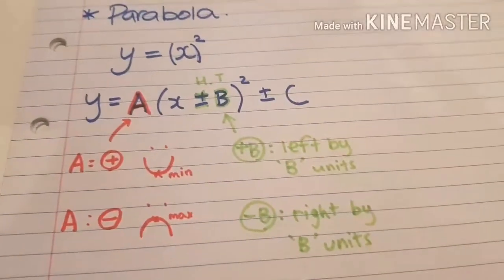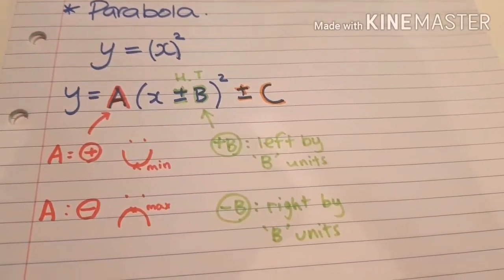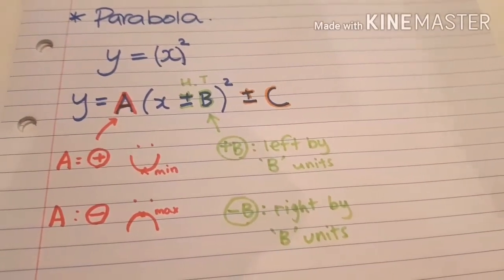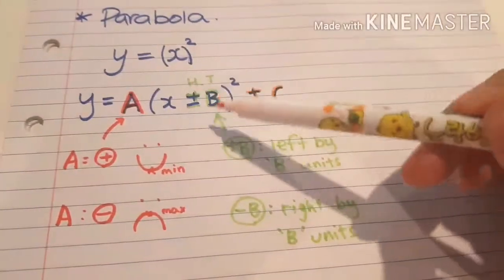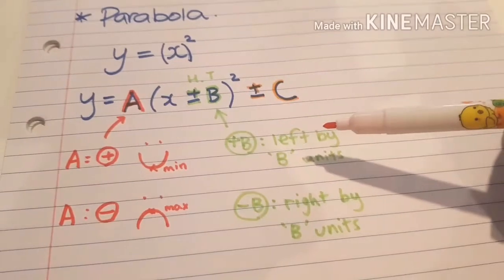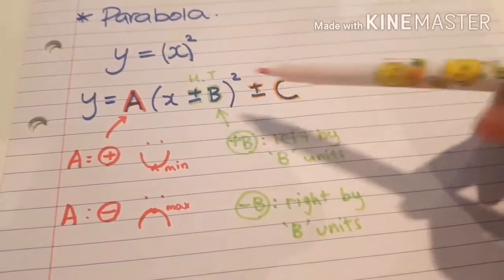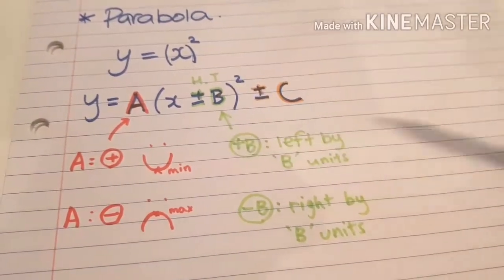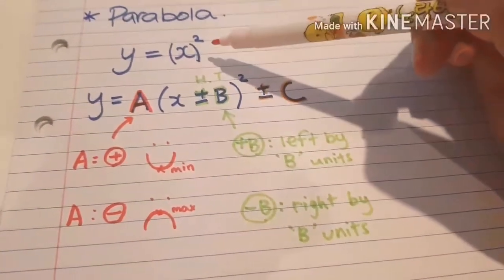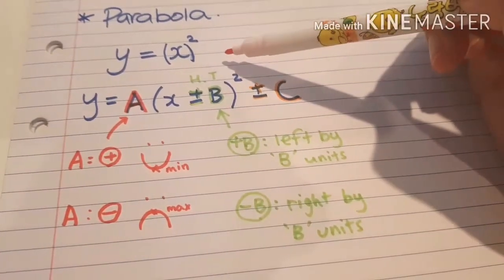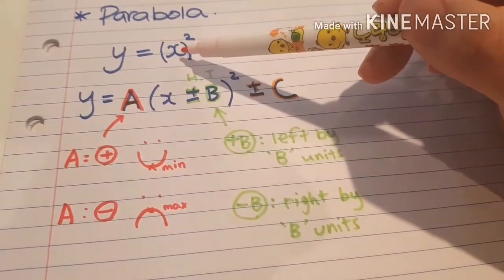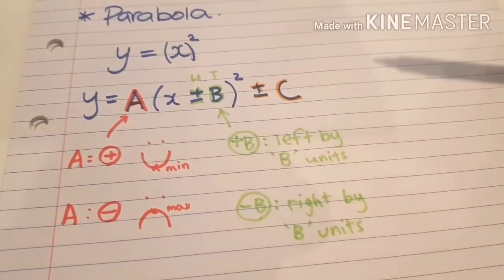Then tell me, what does the plus minus C do? The one thing that's different between B and C is that whatever the B value is, it's inside the bracket, whereas C is outside the bracket. So that's how you find out the difference between B and C. For example here, if I had 3 outside the bracket, that would represent my C value. If the plus 3 was inside the bracket, then it would be my B.